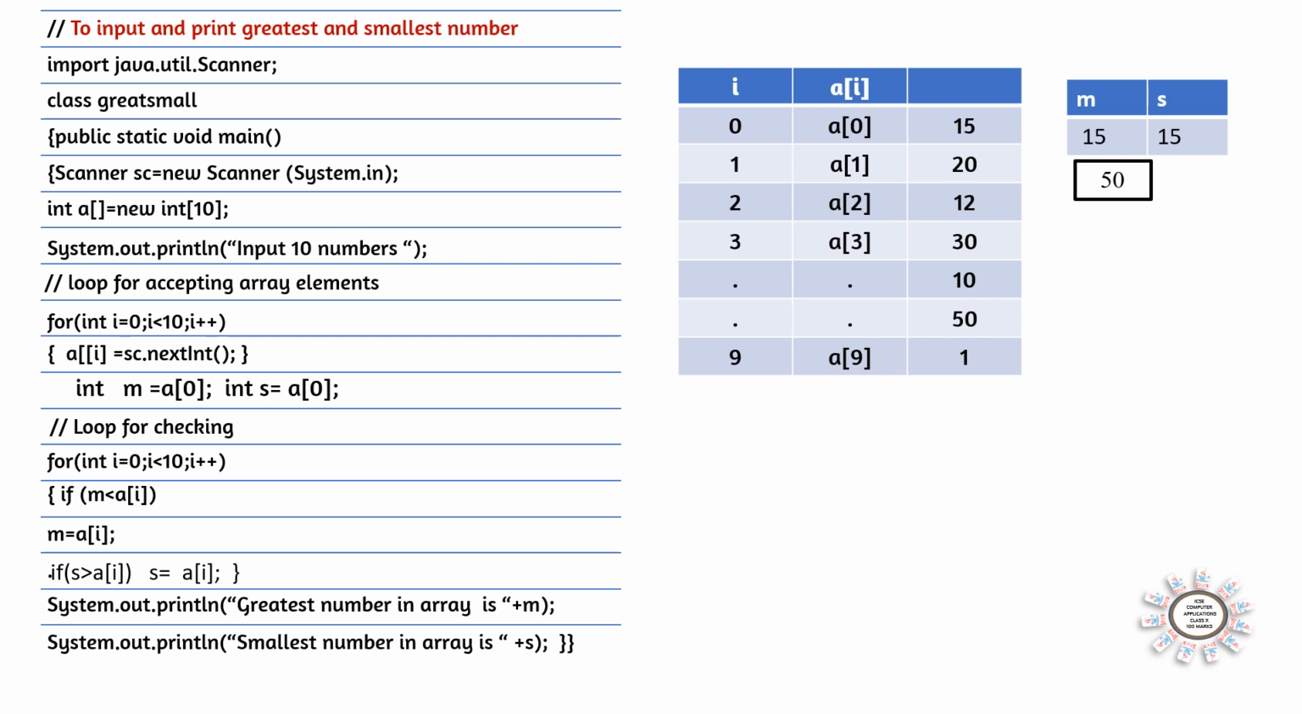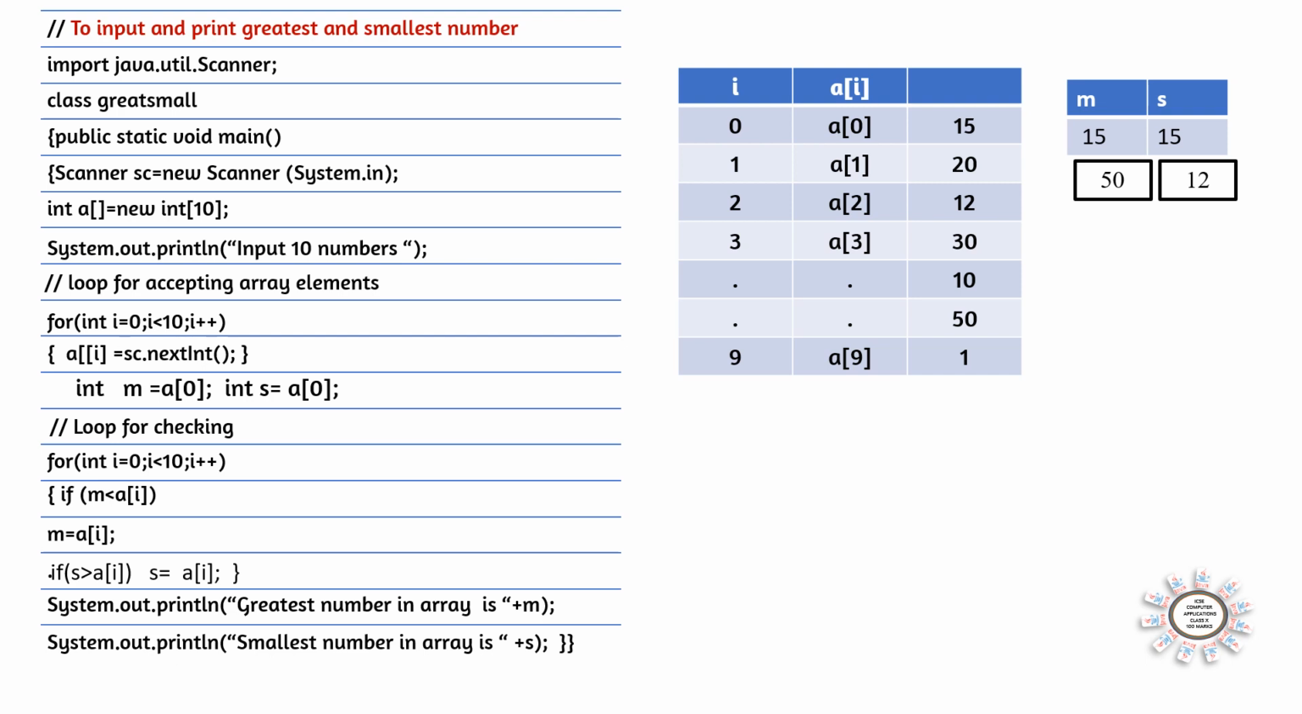And now coming to the smallest number, here we are having the checking. If s is greater than a of i, s is 15, so one by one we will be checking. If s is greater than a of i, s is equal to a of i. So 15, no need to check, and now 15 and 20. s is not greater than a of i, so no change. 15 and 12. In this case, a of i, that means a2, is 12 and s is 15. So s is greater than a of i. Then s is equal to a of i.